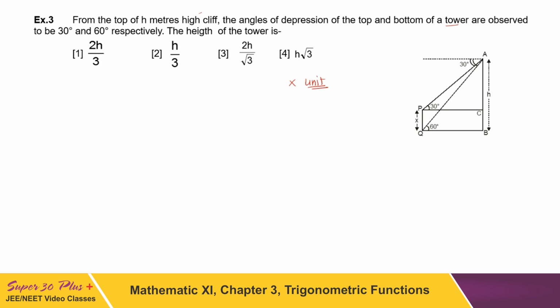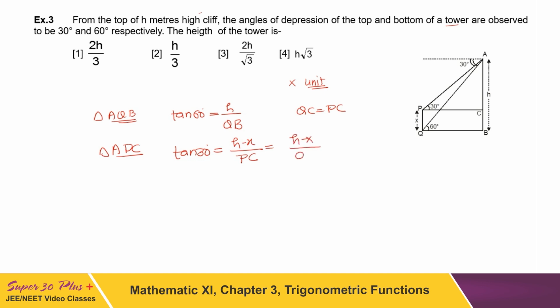Now this is the right angle triangle AQB and a triangle APC. In the triangle AQB, what is the value of tan 60? The value of tan 60 is h upon QB. As we know, QB is equal to PC. In the triangle APC, what is the value of tan 30? The value of tan 30 is (h minus x) upon PC. As we know, PC is equal to PQ, means it is (h minus x) upon QB. This is the QB.